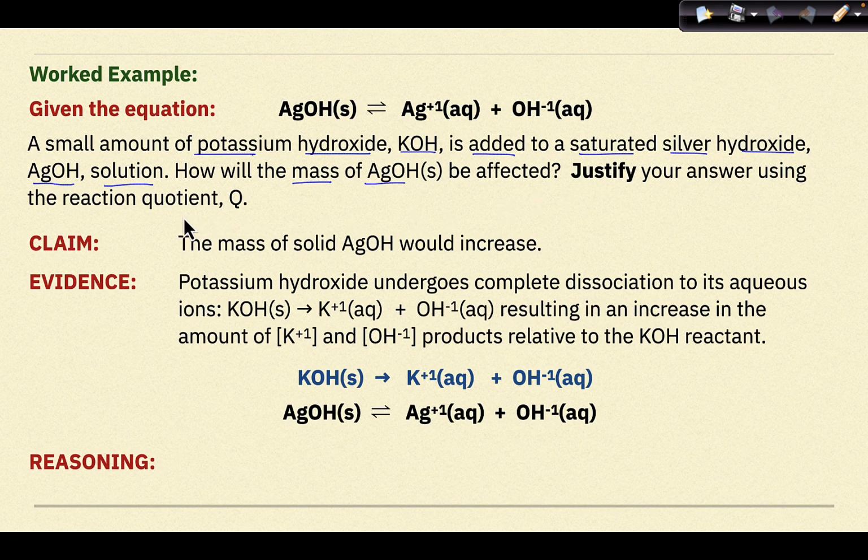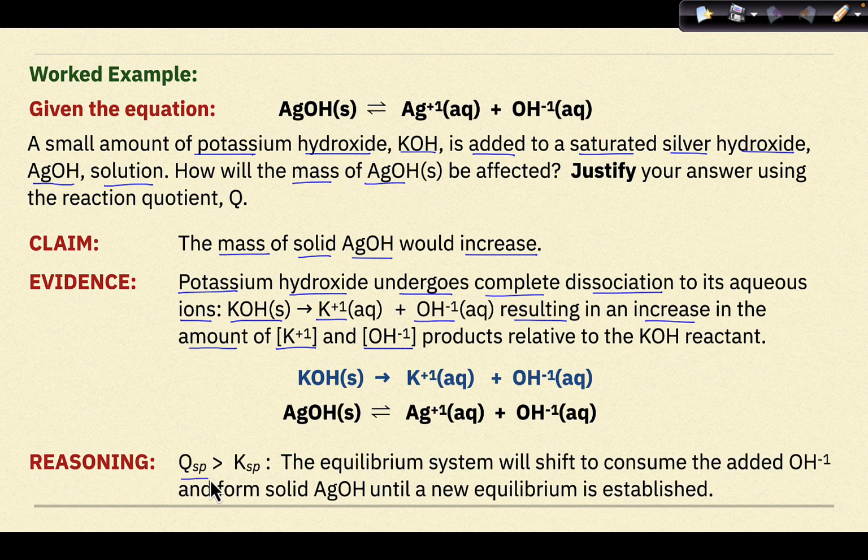Justify your answer using the reaction quotient Q. Claim. The mass of the solid AgOH will increase. Evidence. Potassium hydroxide undergoes complete dissociation to its aqueous ions. KOH solid produces K+1 and OH-1 ions, resulting in an increase in the amount of K+1 ions and hydroxide ion products relative to the KOH reactant.